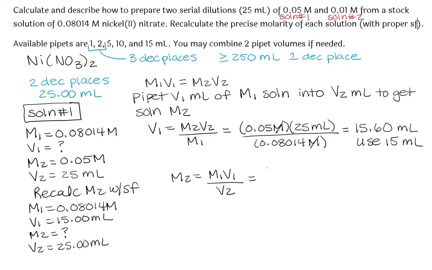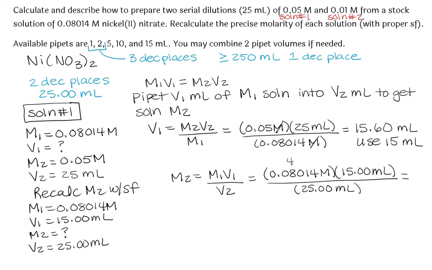So we'll plug in the values. M1, 0.08014 molar, times V1, 15.00 mL, divided by V2, which is 25 mL. Our molarity has 4 sig figs, and both of our volumes actually have 4 sig figs. So our final answer will be rounded to 4 sig figs.